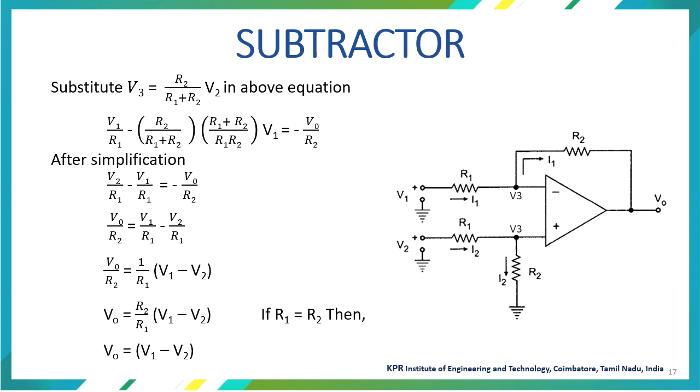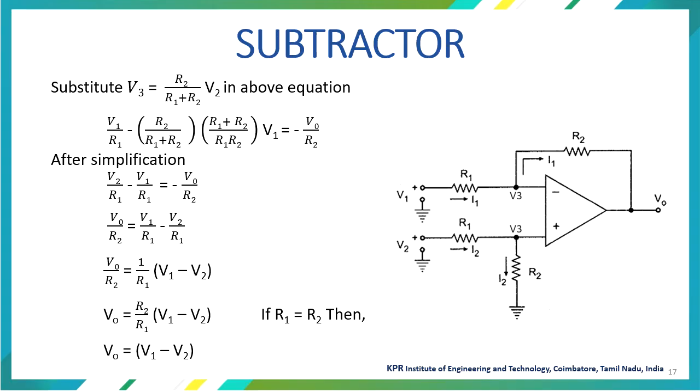So after simplification, we will get the equation in terms of V1 and V2, which will be V1 by R1 minus V2 by R1 equal to minus V0 by R2. So after simplifying this equation, we get V0 by R2 equal to V2 by R1 minus V1 by R1. From this again, you can take R1 outside. It will be V0 by R2 equal to 1 by R1 into (V2 minus V1). So V0 equal to R2 by R1 into (V2 minus V1).